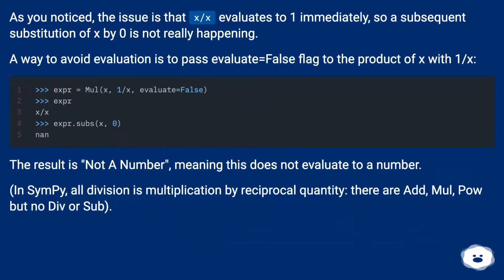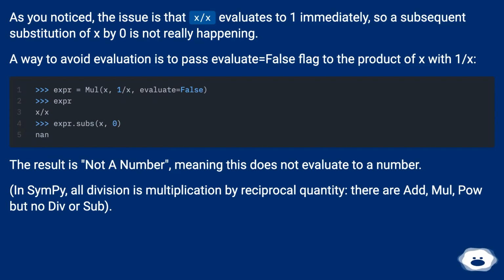As you noticed, the issue is that x/x evaluates to 1 immediately, so a subsequent substitution of x by 0 is not really happening. A way to avoid evaluation is to pass the evaluate=False flag to the product of x with 1/x.